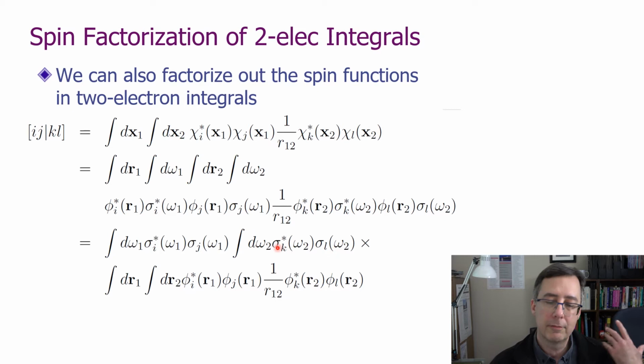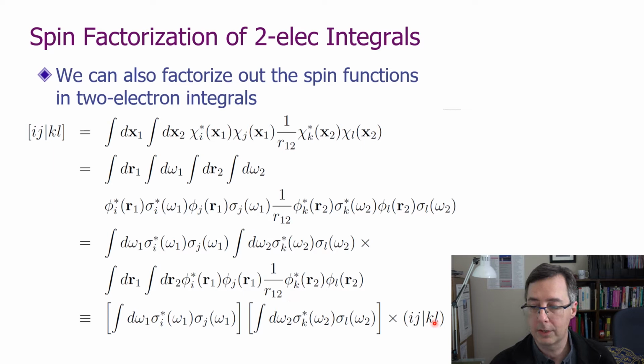and I'll be left with this last piece, which is my two-electron integral, but now I specifically am dealing with spatial orbitals, phi, and I'll give it a symbol, and guess what? I'll use kind of a Mulliken notation again, okay? So this symbol, (ij|kl), is this two-electron integral, but now I know it's with spatial functions and spatial coordinates, and I'll do the spin stuff separately.